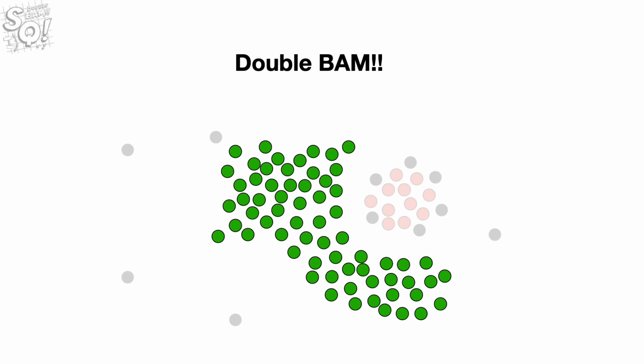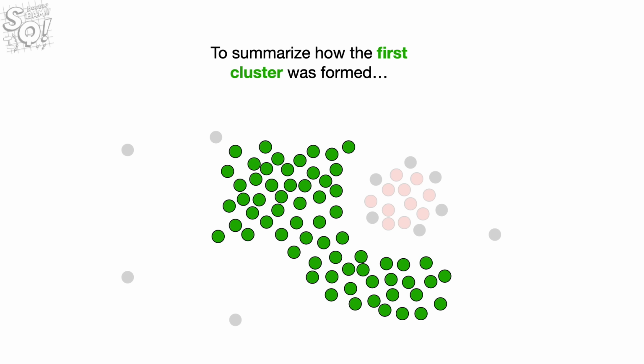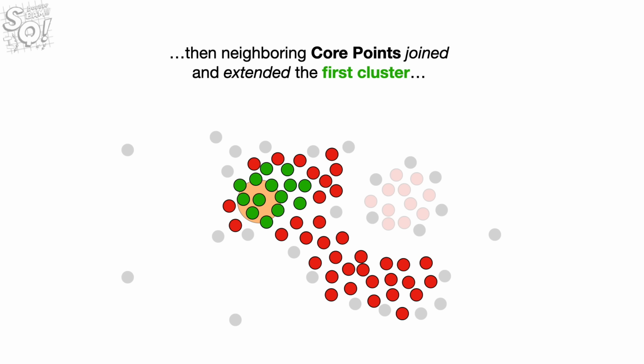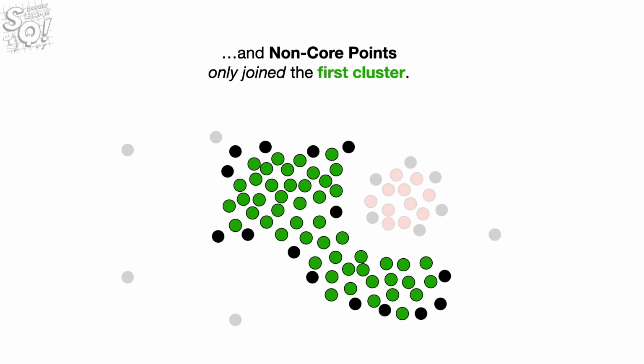Double bam! To summarize how the first cluster was formed, we picked a random core point and it started the first cluster. Then, neighboring core points joined and extended the first cluster. And non-core points only joined the first cluster.